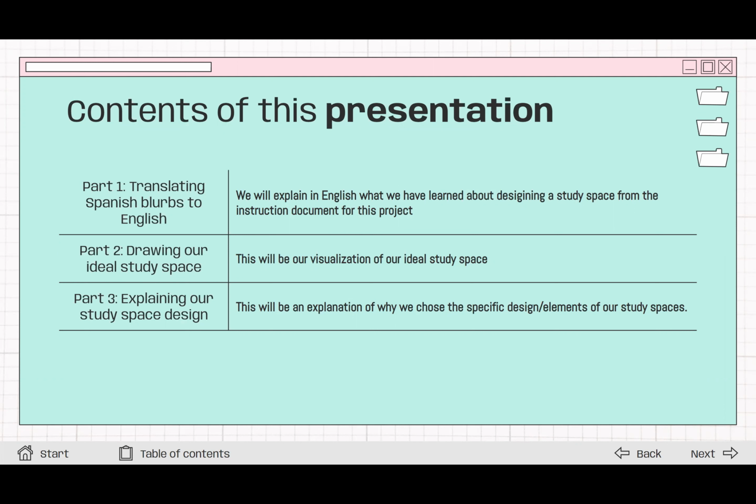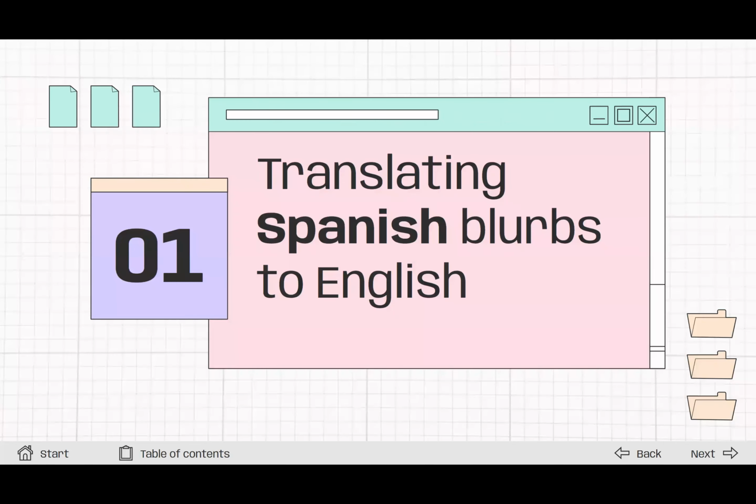The second part will be a drawing. This is using the information that we learned from the first part. We crafted a study space and we drew it out, and we're going to be talking about that. And then lastly, we're going to explain why. So it's connecting the dots again, learning what makes a good study space. And then we're going to explain why we thought the way we position things and the way we laid out our study room is the best way to do it. So yeah, let Ian take it away.